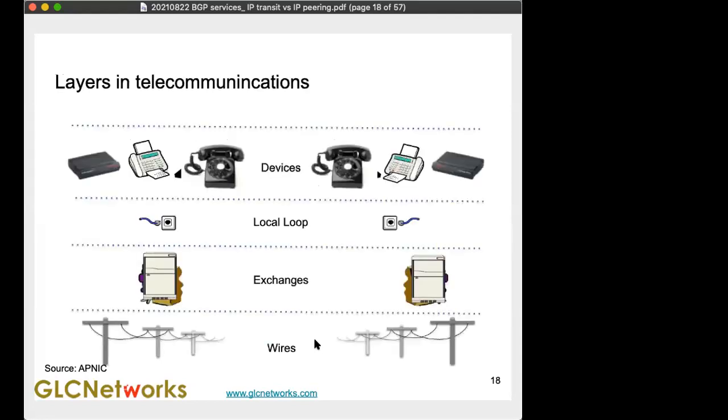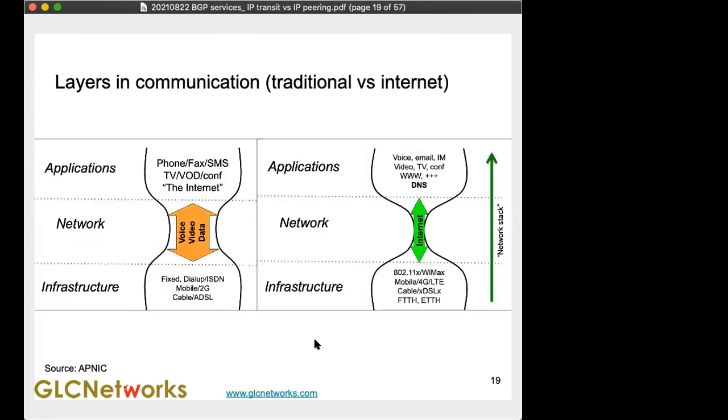Next, when we talk about communications, we talk about layers. Each layer is responsible for one function, like wires, exchange, local loop, and devices. Layers in communications can be depicted like this. Usually we have an infrastructure layer. This is a traditional one here, versus the internet.